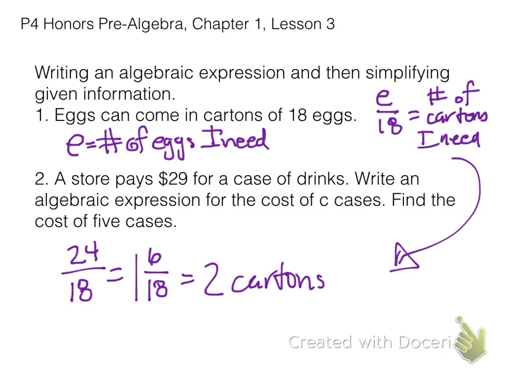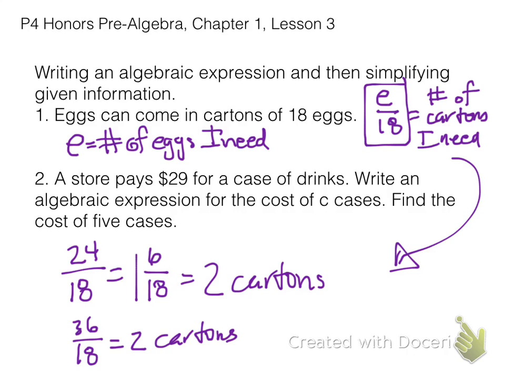Okay, but let's say I needed 36 eggs. Well, 36 eggs means that I actually need 2 cartons exactly, because 18 goes into 36 twice exactly. So here's the algebraic expression that I created, and then depending on how many eggs I actually needed, it would tell me how many cartons I then need by doing that problem right there.